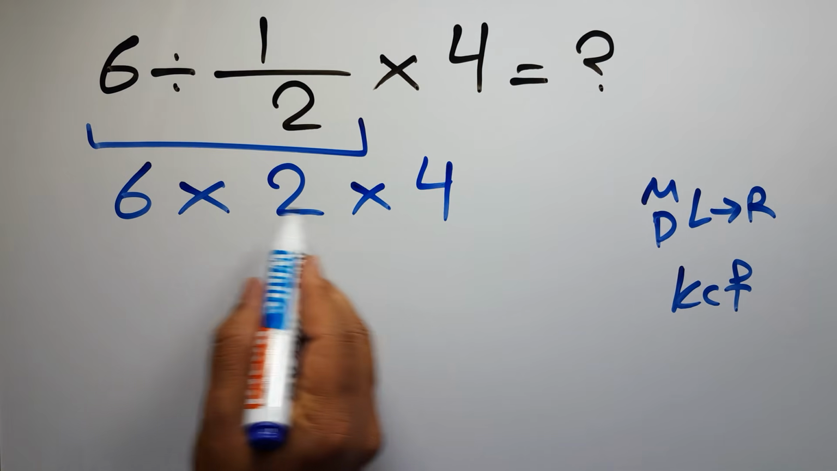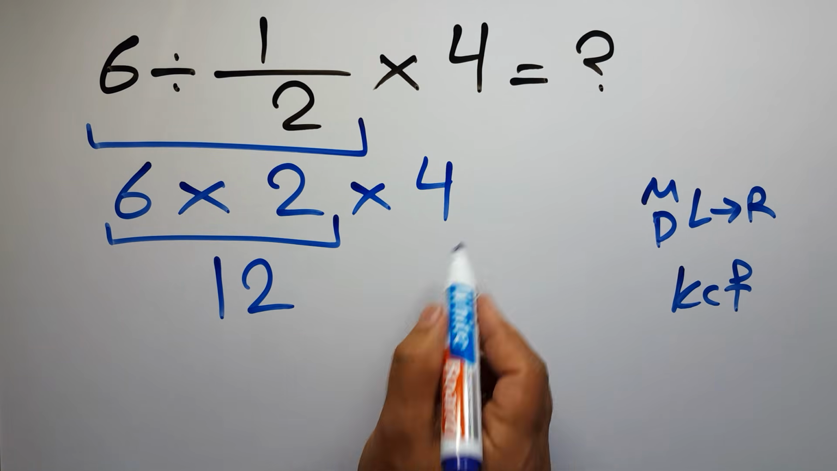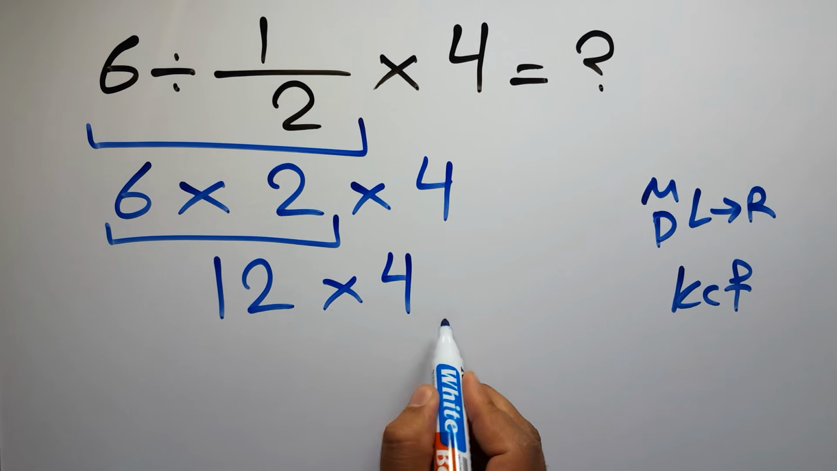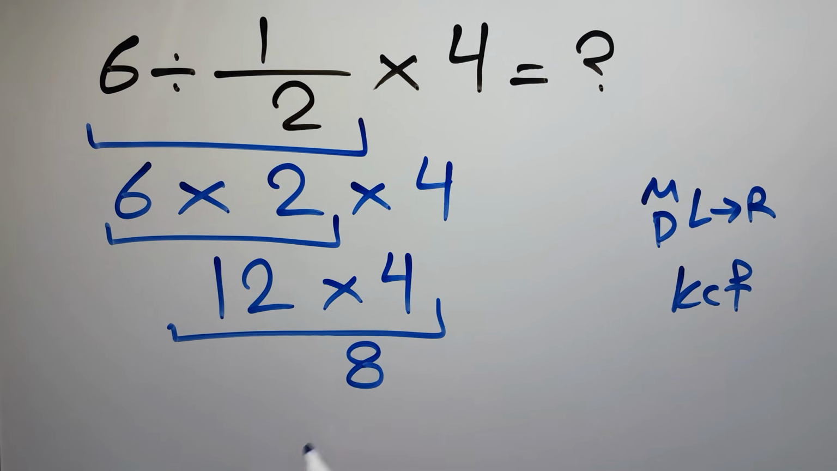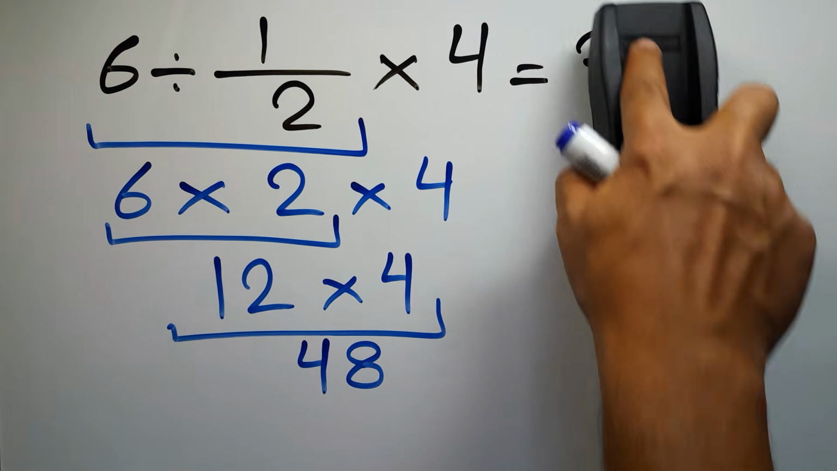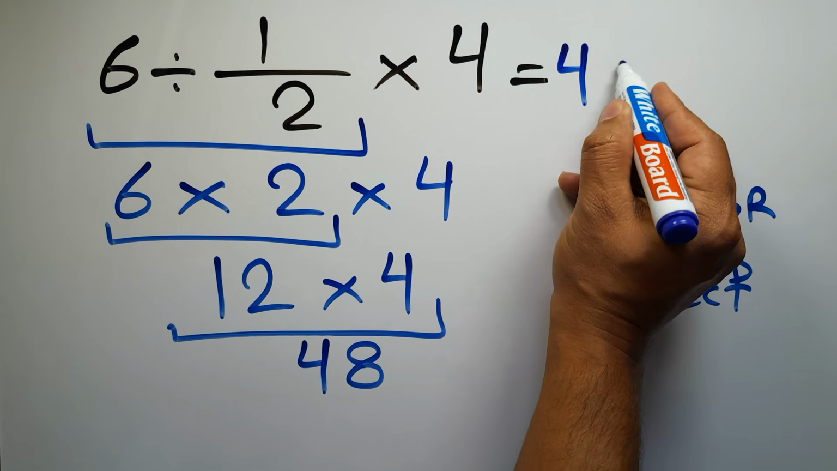Okay? 6 times 2 gives us 12. So we have 12 times 4. 4 times 2 gives us 8, and 4 times 1 is just 4. So we have 48, and this is our final answer to this problem. The correct answer is 48.